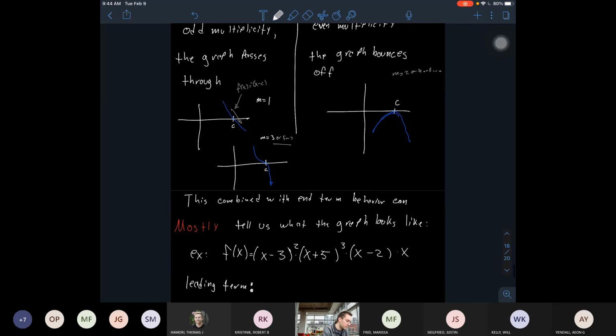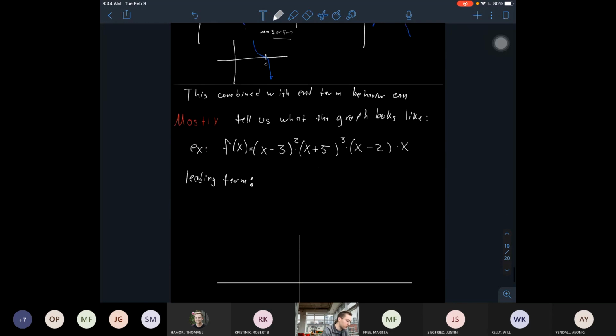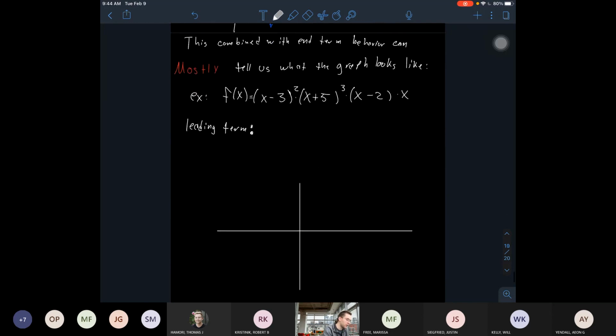So I'll do this picture here for us. First of all, we've got some multiplicities on some of these. The multiplicity on x minus 3 is 2. It's a double root, so we're going to have bouncing. X plus 5 has multiplicity 3, so we should have passing. X minus 2, we should have passing. And x, we should have passing.